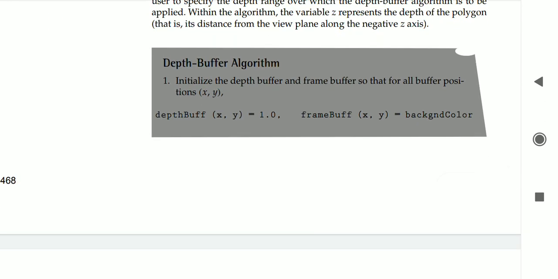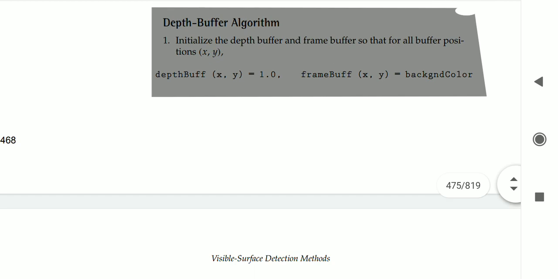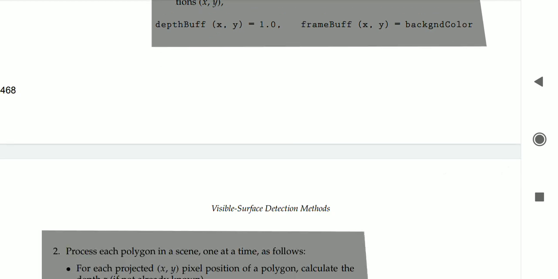Now we'll see the pseudocode algorithm. First we are initializing the depth buffer and frame buffer. Here the algorithm is expressed in a normalized form. What is normalized form? Instead of using the actual depth value, it is converted to the range 0 to 1, so the maximum value 1 is given. The frame buffer is set to some background color. Three surfaces are there, so three different colors will be there.